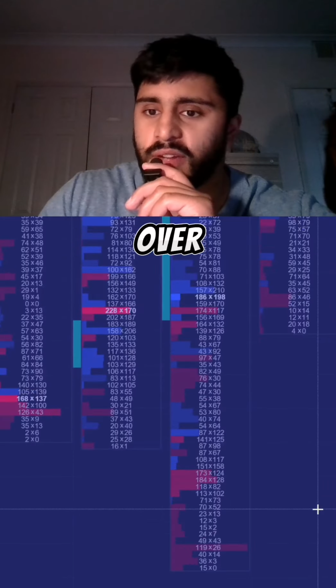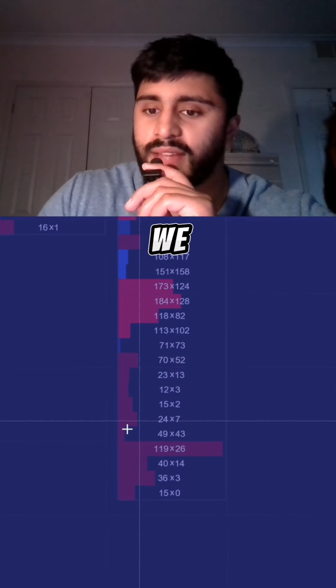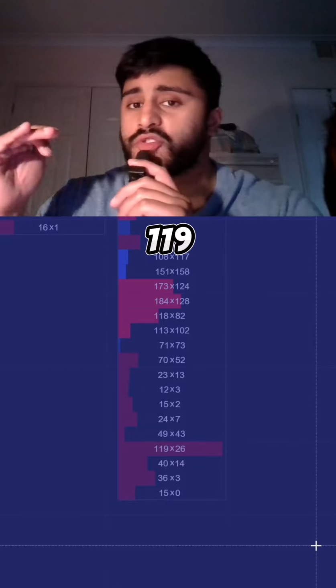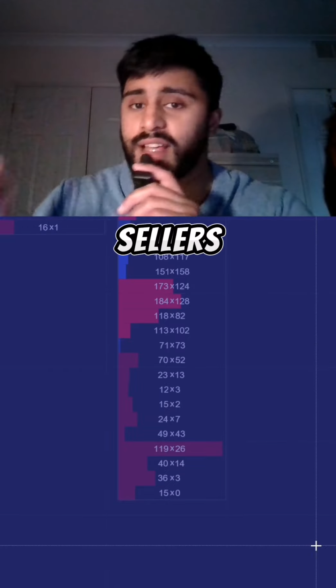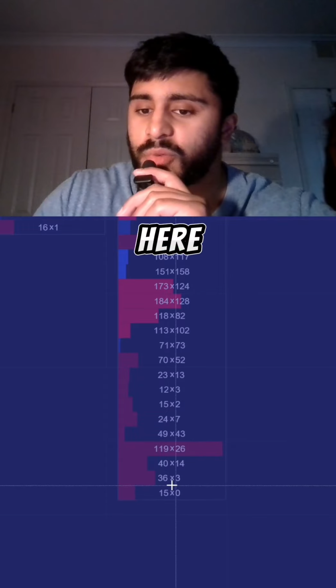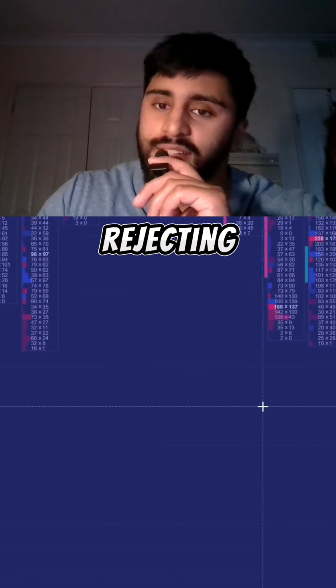But now when we look over here, what gives you the indication to take the buys in the first place was the fact that we had this over here. So we had 119 for 26. This means that there were 119 aggressive sellers and there were only 26 buyers. We also see a zero over here. So when you see a zero over here, this increases the likelihood of price rejecting this area.